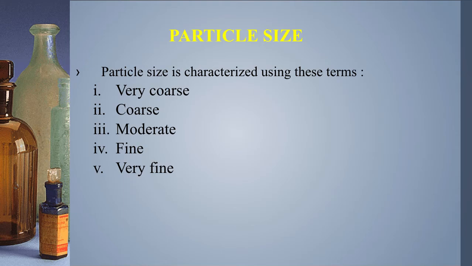We have different ranges or categories of particle size. The particle may be very coarse, moderate, fine, or very fine. But this classification is very vague, not objective. It's better, of course, to express the particle size by a certain number, like 100 nanometer, 500 micrometer, and so on.